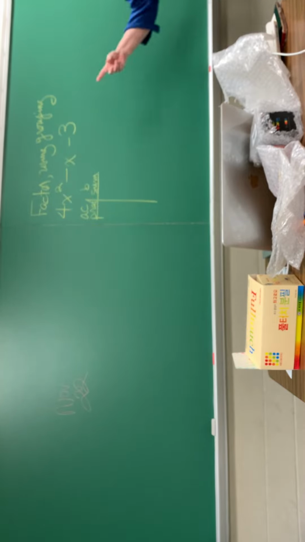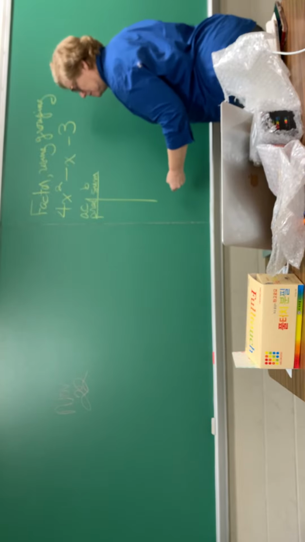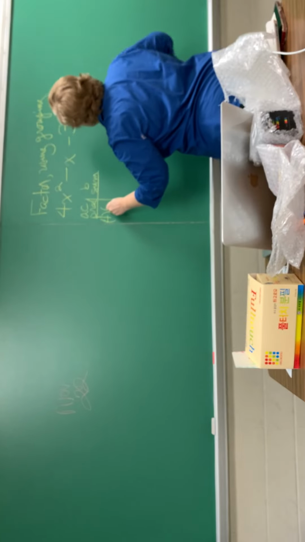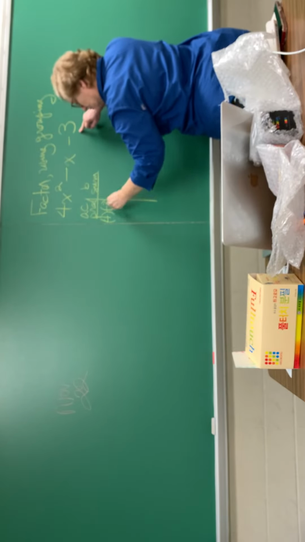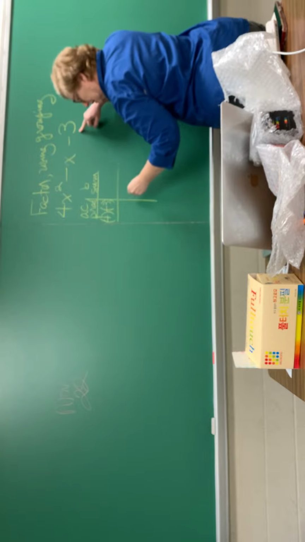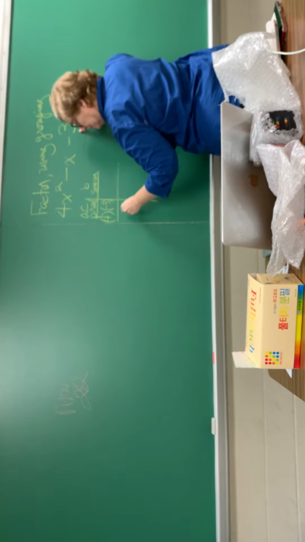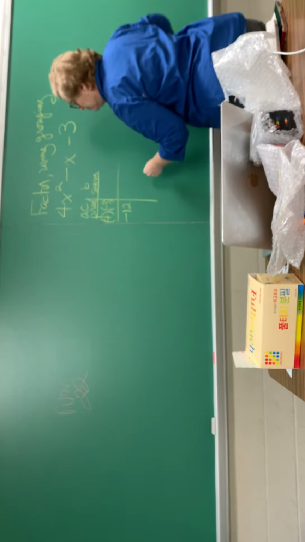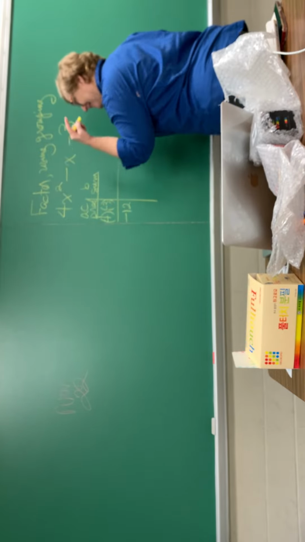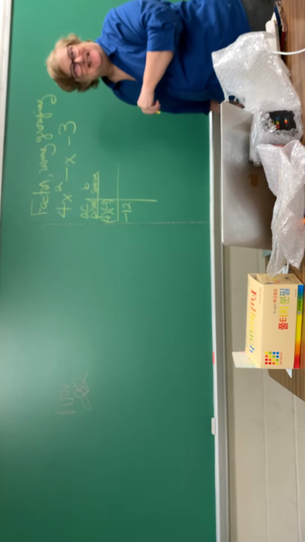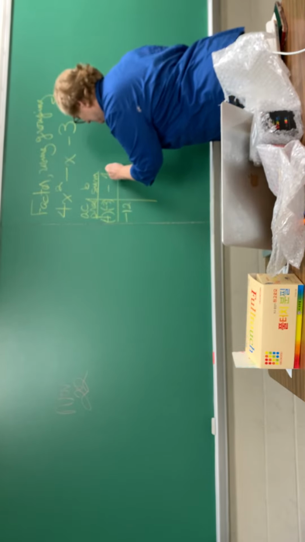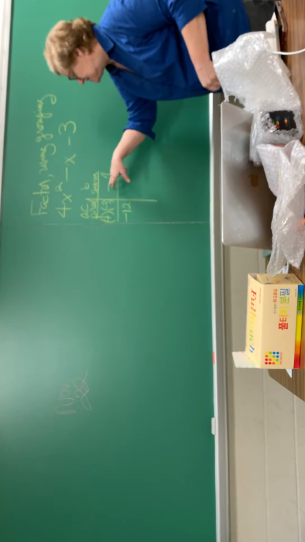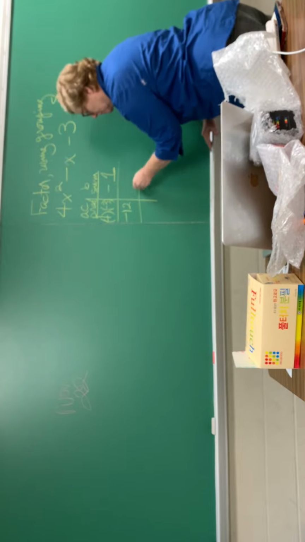So what is A and what is C? A is 4, C is negative 3. So what is our product? Negative 12. Good. And B is negative 1. So we want the product to be negative 12 and the sum to be negative 1.